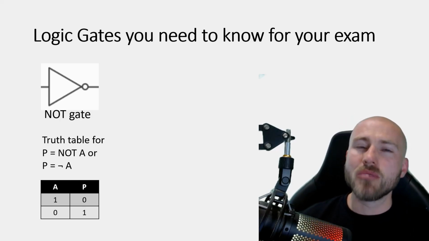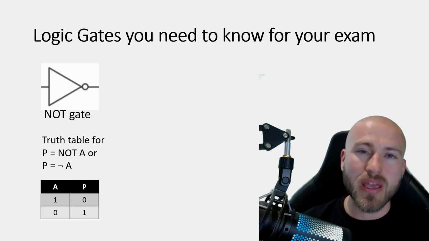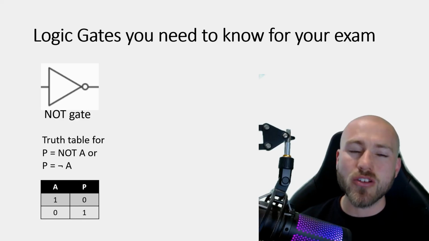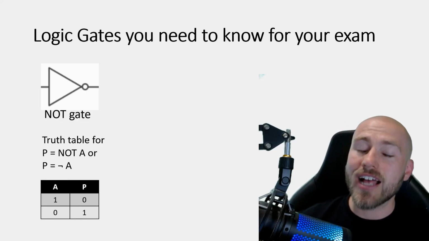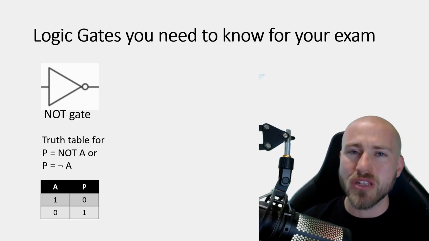Now the NOT gate can be written in a couple of ways for the expression. You can see in the middle it says P equals NOT A, or you could write P equals NOT A, but it's drawn a little bit differently. Instead of the word NOT, we've got this strange little symbol. It has been used in an exam before, so you need to recognize that, as that also means NOT.